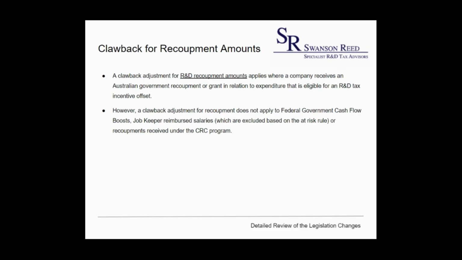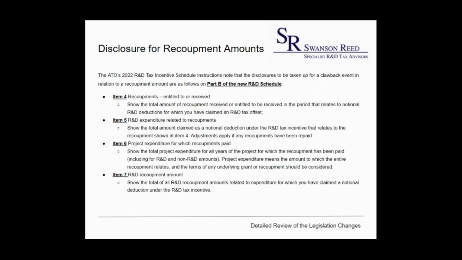A clawback adjustment for R&D equipment applies where a company receives an Australian government recoupment or grant in relation to expenditure that is eligible for an R&D tax incentive offset. This may include a grant such as an accelerating commercialisation grant. However, a clawback adjustment for recoupment does not apply to federal government cash flow boosts, JobKeeper reimbursed salaries, which are already excluded under the at-risk rule, or recoupments received under the CRC program.